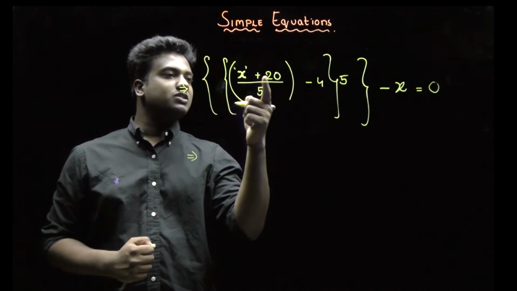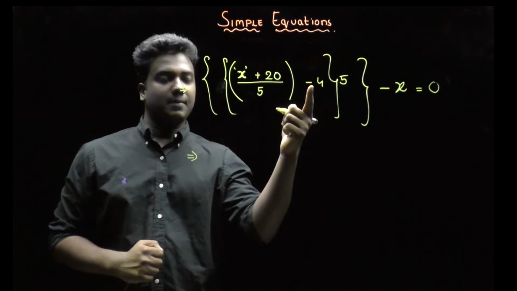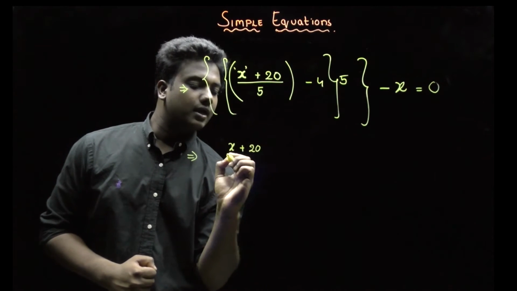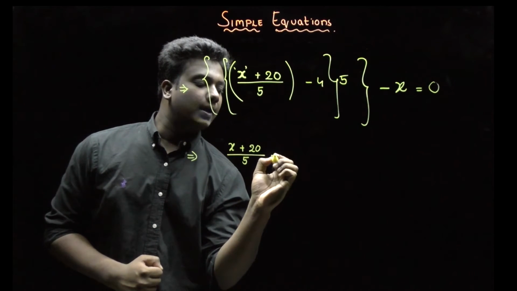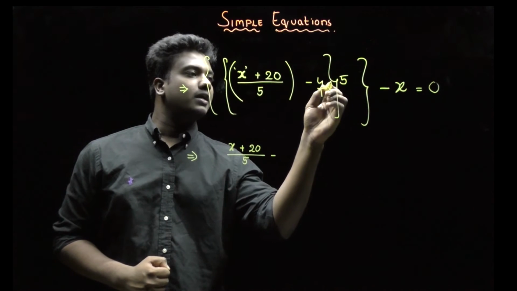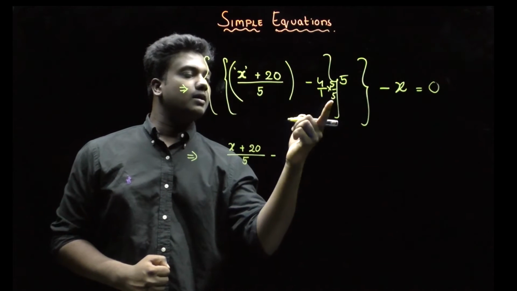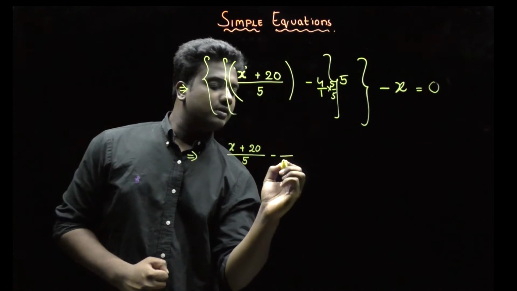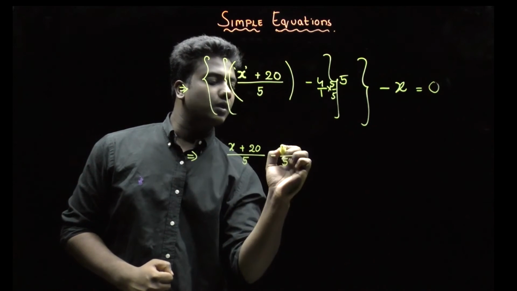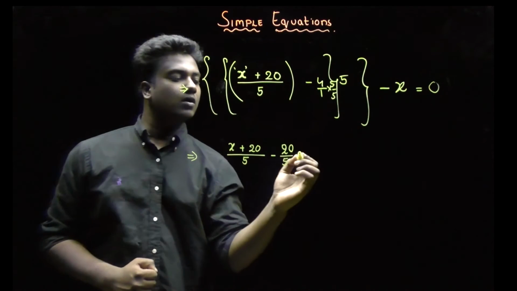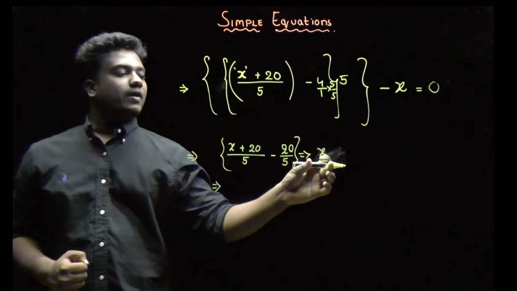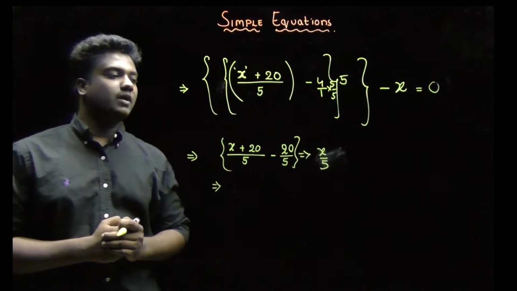So (x + 20)/5, when 4 is subtracted from it, what will you get? You will get (x + 20)/5 minus 4. When you take the LCM, here it is 1, and if you multiply and divide 4 by 5, you will get a denominator 5, so that you can subtract the numerator terms. So 5 4s are 20, right? So you will get the value x/5. Finally we have arrived at the value x/5.